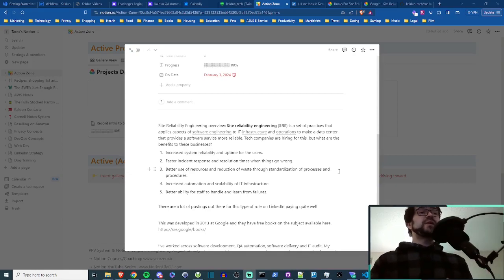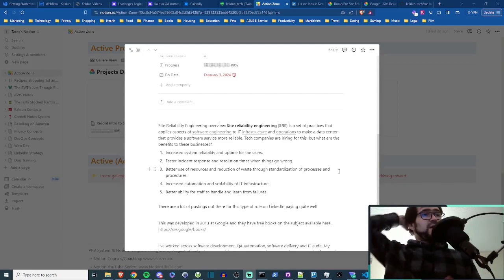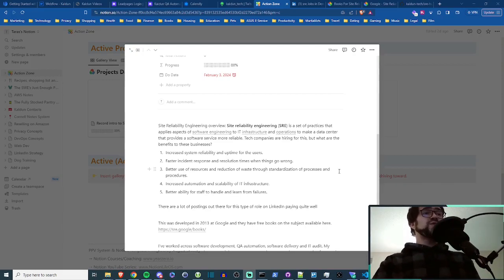Three is better use of resources and reduction of waste by standardizing processes and procedures. So think of writing down your documentation. Okay, these are the troubleshooting steps when things go wrong. Let's check into the Mongo database. Let's look at what's going on with the switches in the network, things like that. And so you have a documented set of procedures that you train your staff on how to do when things go wrong. The fourth benefit is increased automation and scalability of IT infrastructure.